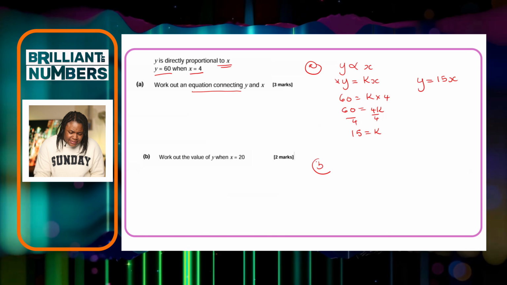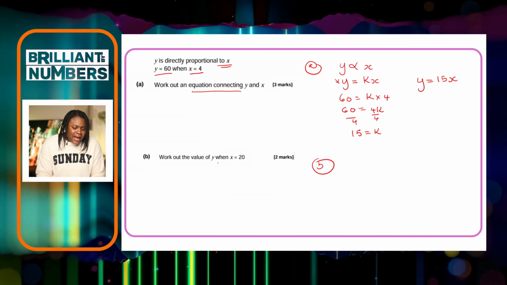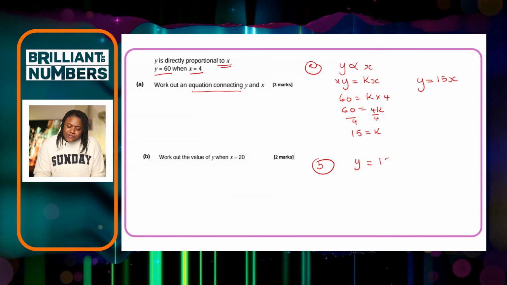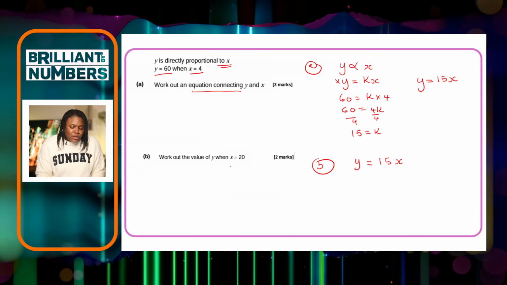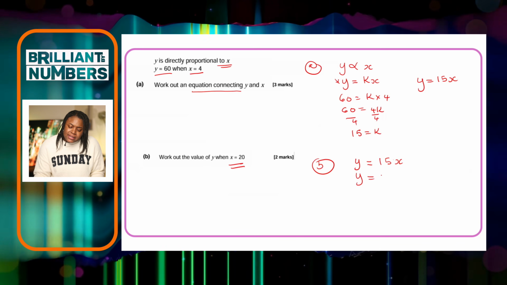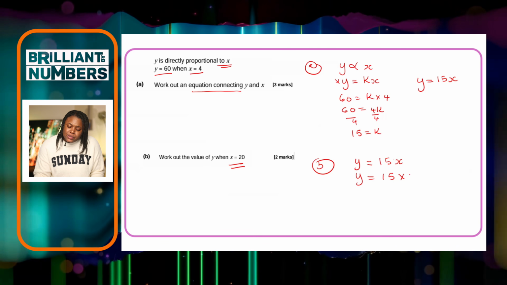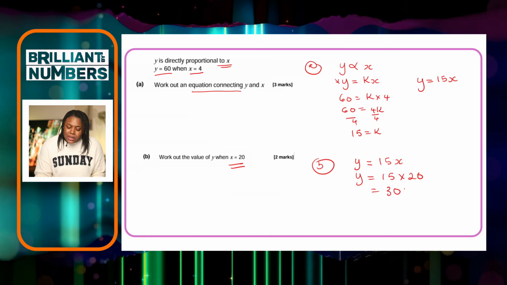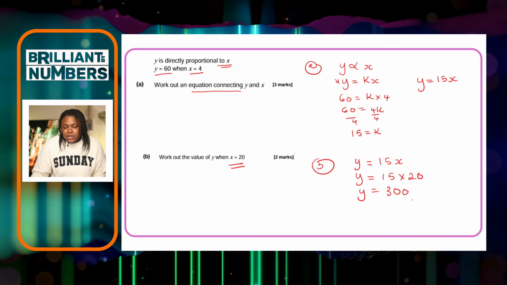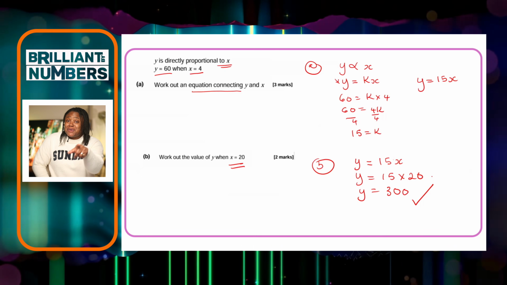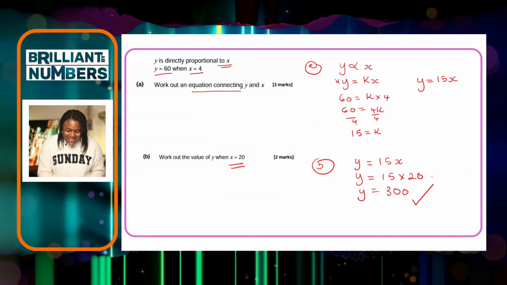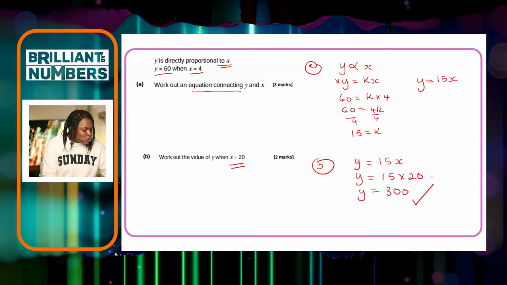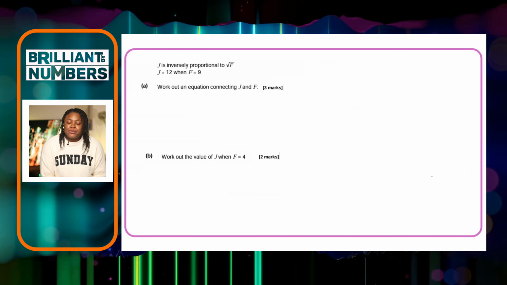B then says, work out the value of y when x is 20. Because I know my formula is y equal to 15 times x, I'm substituting x for 20. So y is equal to 15 times x, which is 20. 15 times 2 is 30, and I've got a 0 at the end. So y will then be 300. I'm so proud of you. Absolutely fantastic.